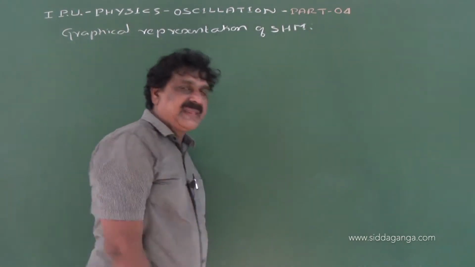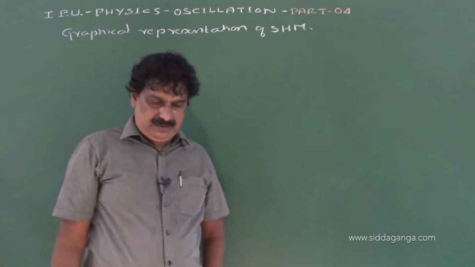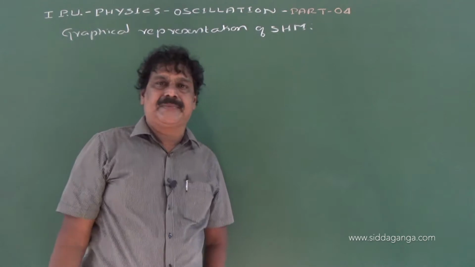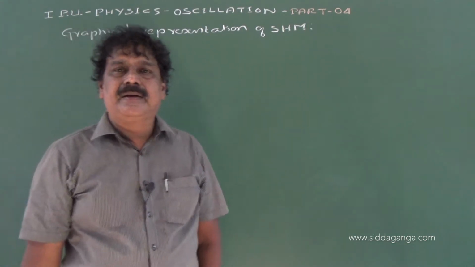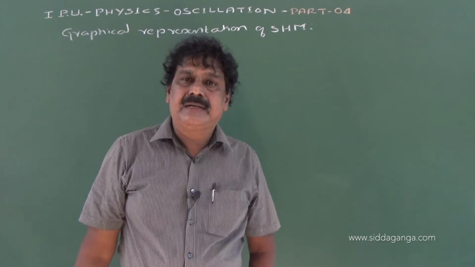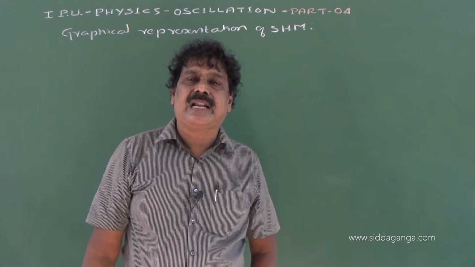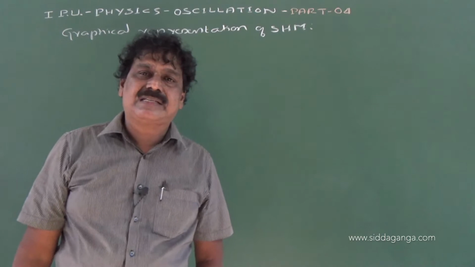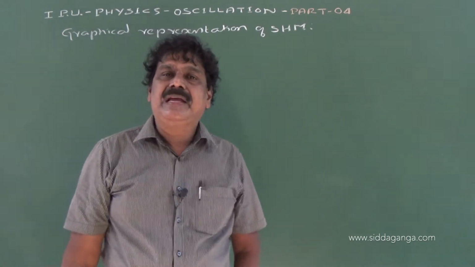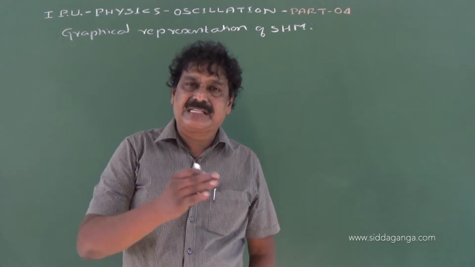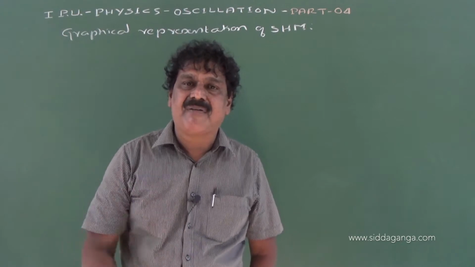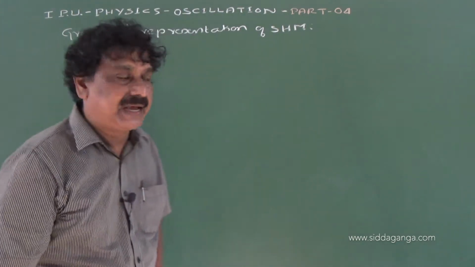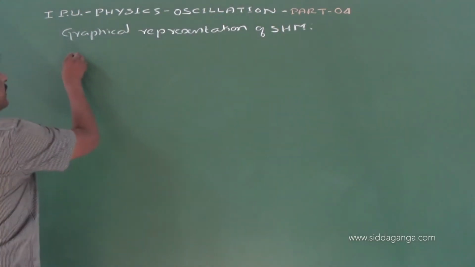A graph plotted with the displacement of a particle executing simple harmonic motion versus time taken is called a displacement time graph or displacement time curve.